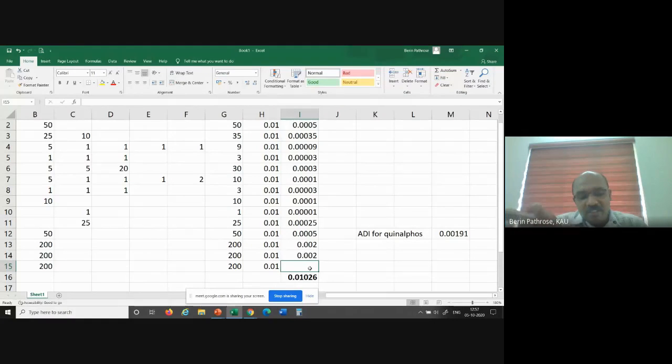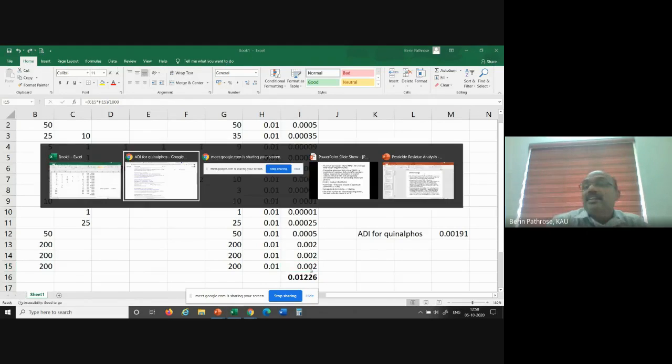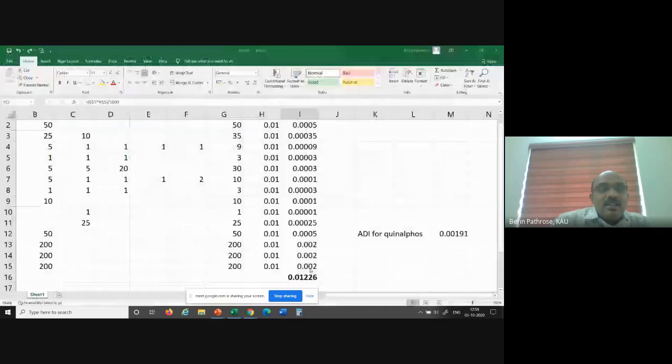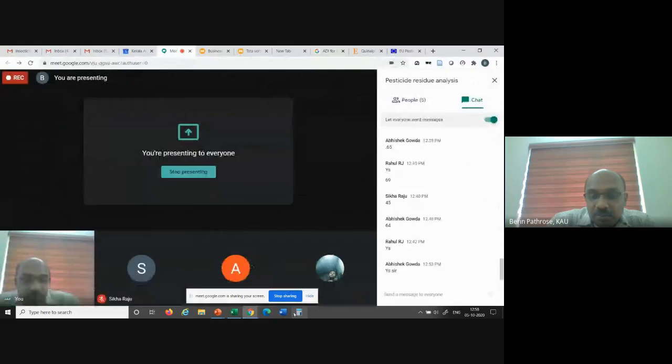If every day she is consuming all those things, and every day all the commodities are having quinalphos, then only we can say that we have this pesticide residue above the MRL value, and then we will say that we have pesticide residue which is somewhat harmful to us. So this is the way we calculate dietary risk assessment. Are you clear regarding this? Otherwise, I'll repeat it again tomorrow.